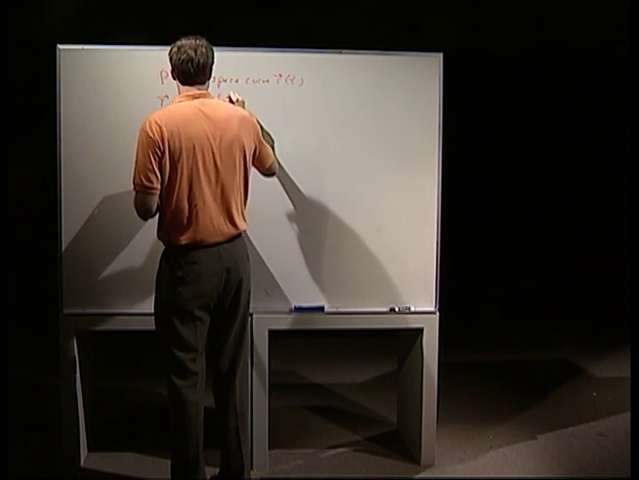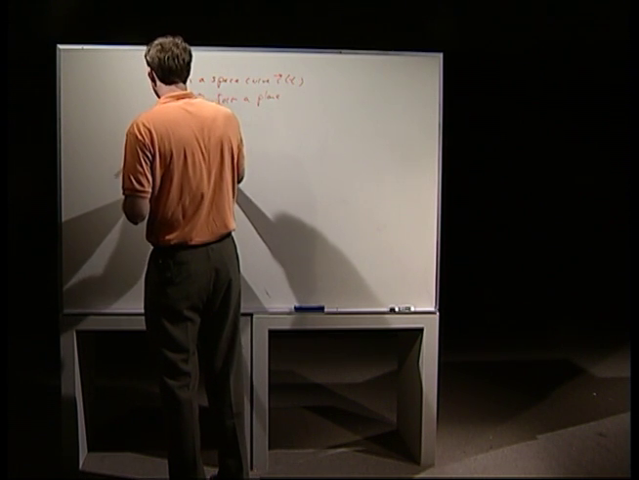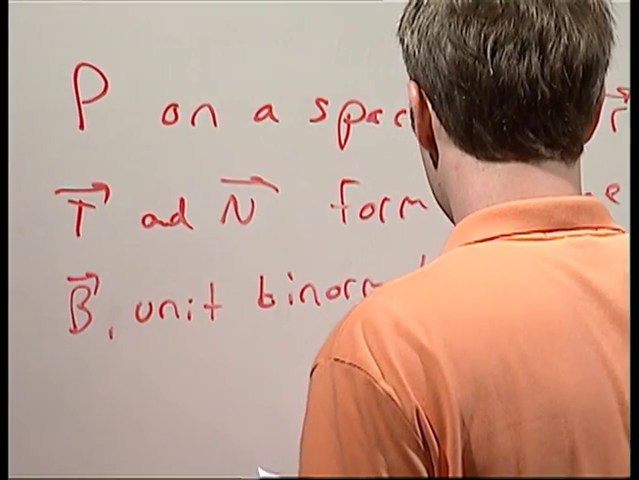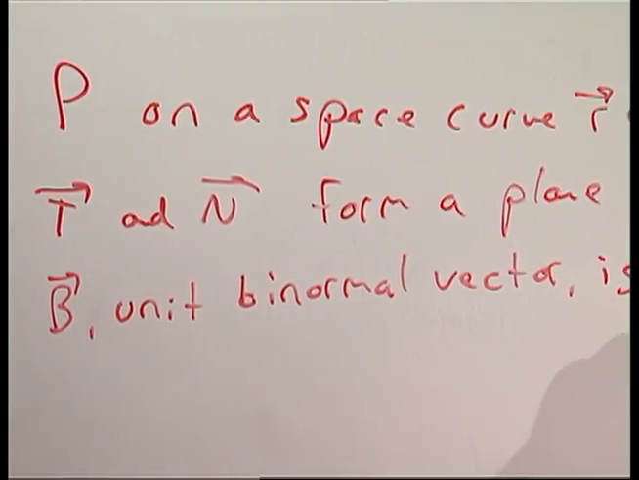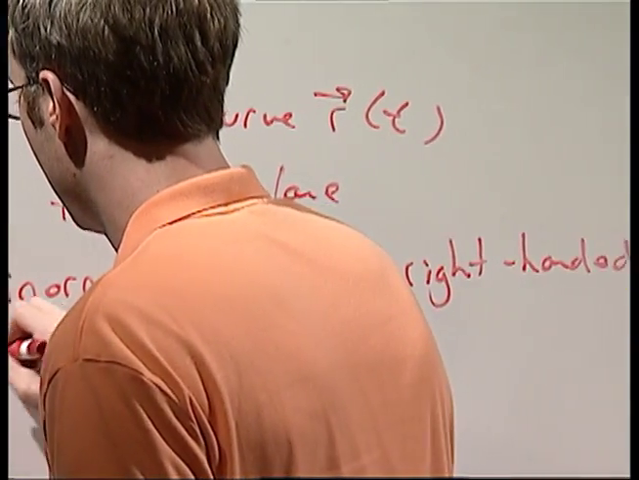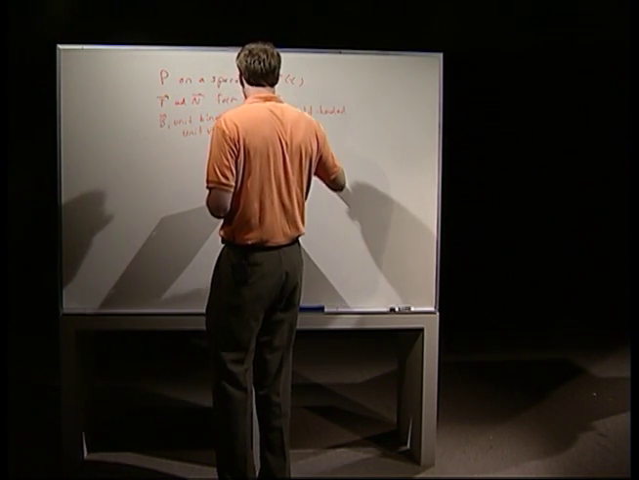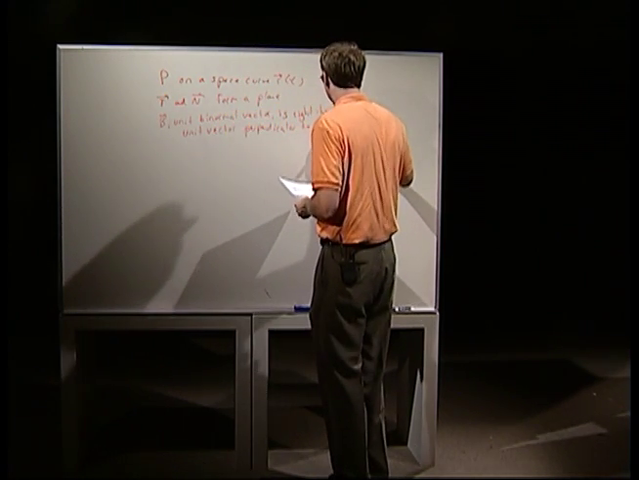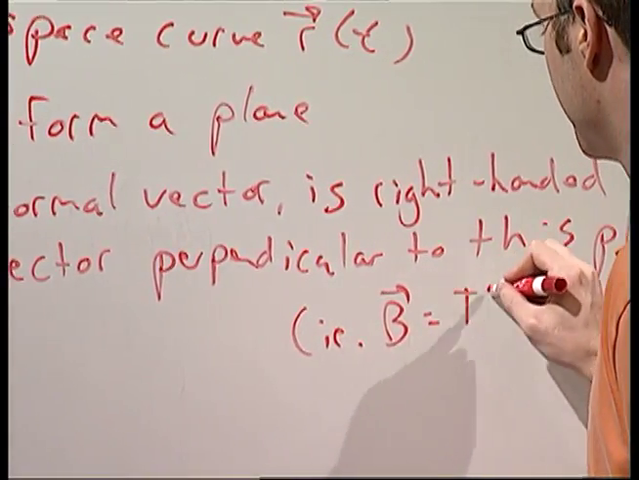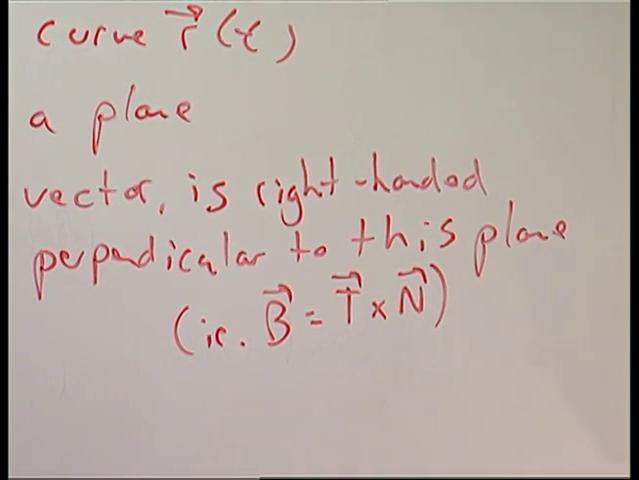So T and N form a plane, and we could talk about B, the unit binormal vector, is the right-handed unit vector perpendicular to this plane. That is to say, it is the cross product of T and N, right? So B is T cross N.